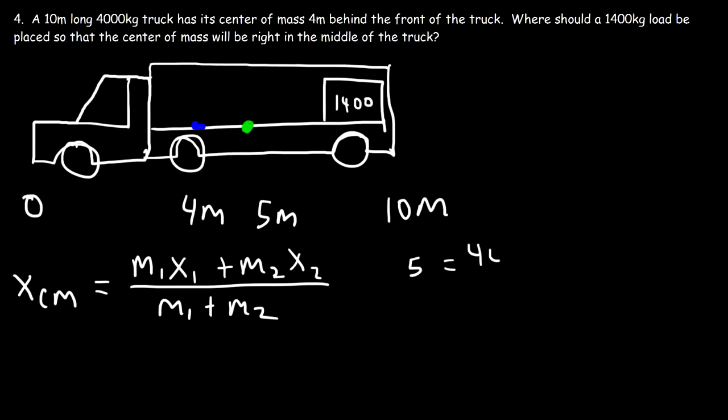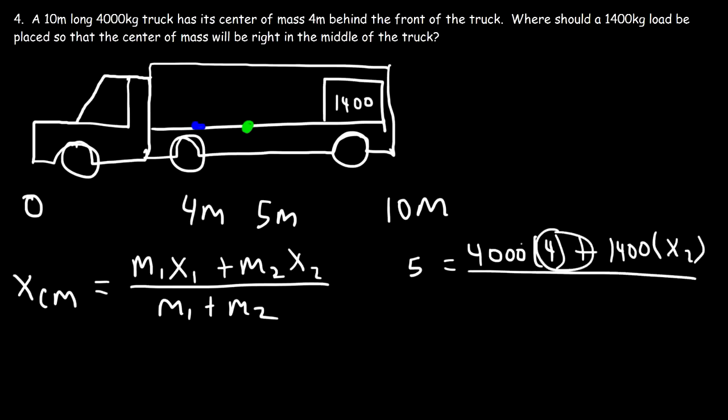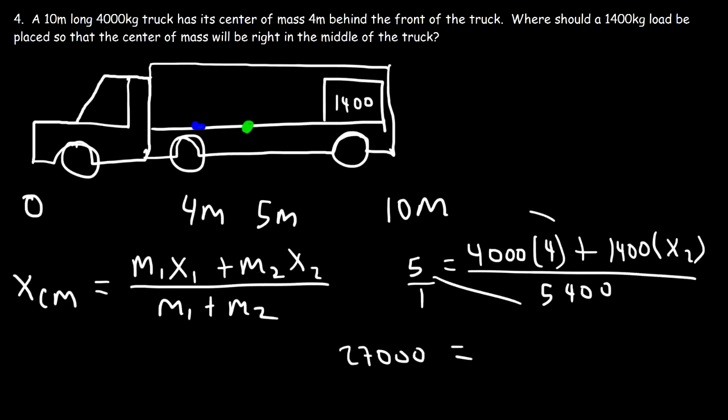The mass of the truck is 4,000 kilograms, and the center of mass of the truck is at position 4. The mass of the load is 1,400, and we've got to find out where to place it so that the center of mass changes from 4 to 5. And the total mass is going to be 4,000 plus 1,400. So that's 5,400. Now let's cross multiply. So 5 times 5,400 is 27,000. So that's equal to 4,000 times 4, which is 16,000, plus 1,400 times x2.